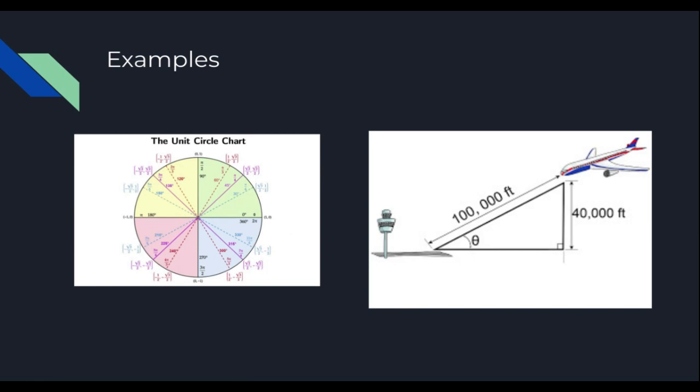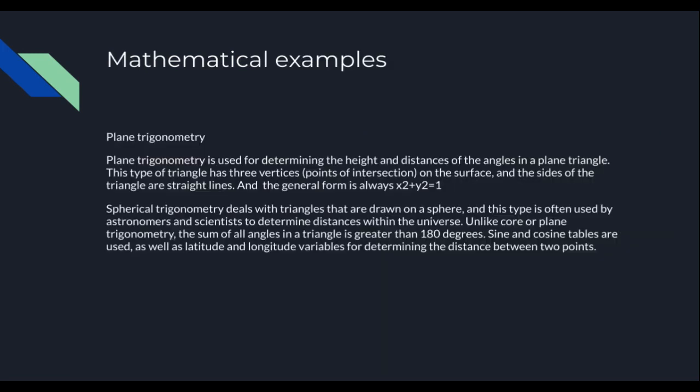Now that we've gone over some visual examples of trigonometry, let's go more in depth into the math behind these two trigonometric examples. Plane trigonometry is used for determining the height and distances of the angles in a plane triangle. This type of triangle has three vertices, points of intersection, on the surface, and the sides of the triangle are straight lines, and the general form is always x² + y² = 1.